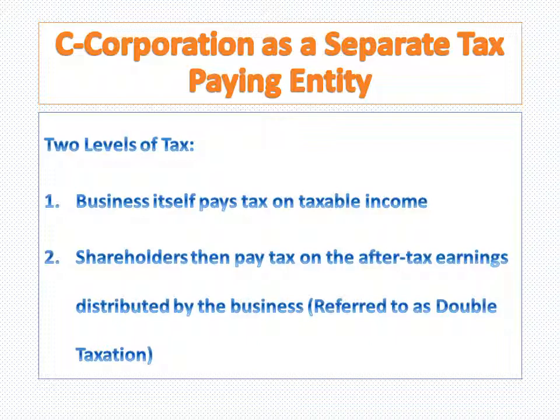Now at the shareholder level, after-tax earnings are typically distributed in the form of a dividend. But dividends are not going to be taxed at the entity's marginal rate. It's going to be taxed as a capital gain, and the capital gains tax is typically 15%.